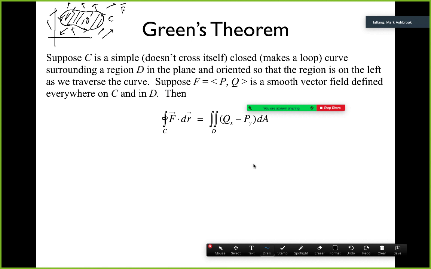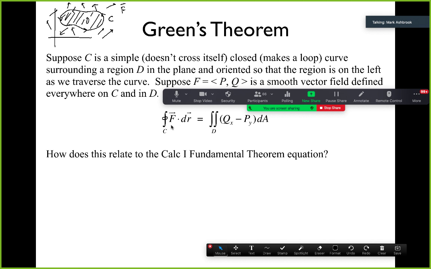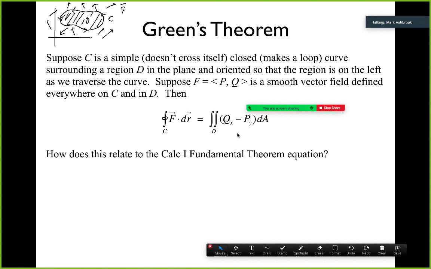Green's theorem, this formula, is really a version of the fundamental theorem of calculus. It's kind of like stepping up one dimension. If you called the fundamental theorem a one-dimensional theorem, this would be the two-dimensional version of the fundamental theorem. So let's see how it relates.